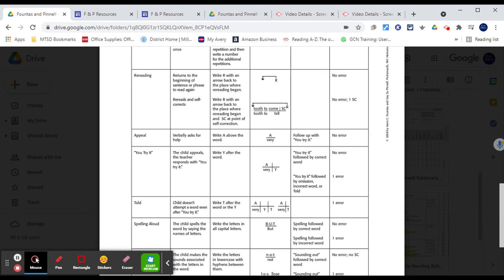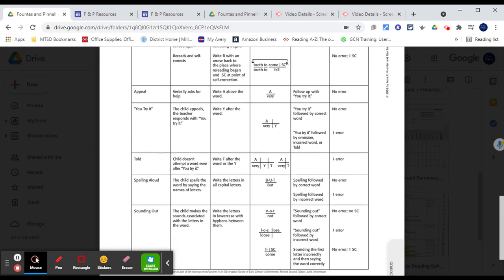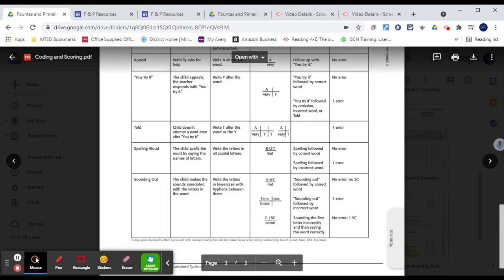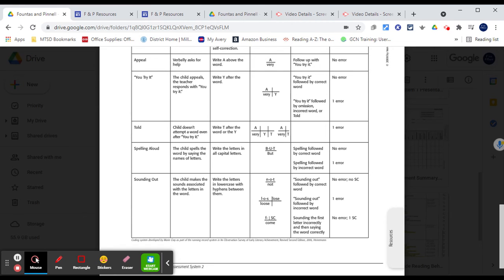Let's just omit this whole appeal thing. Here it is, where you told it. So I don't understand how you can put all these lines in with the words. So if I've told the student, a teacher told the student the word, they're just really having a hard time, I write a T above it, or TT, teacher told, and then it is an error.